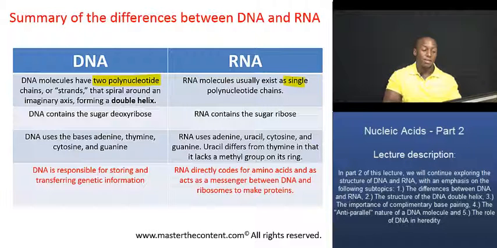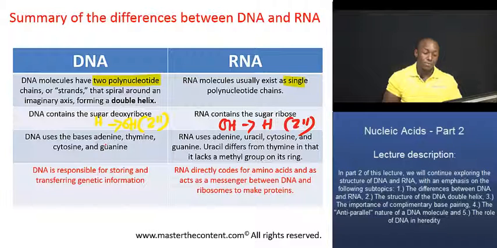The sugar that we find in DNA is a deoxyribose sugar because of the simple fact that we have a hydrogen instead of a hydroxyl group at the 2' position. RNA, on the other hand, has a ribose sugar, which has a hydroxyl group in place of that proton at the 2' position.